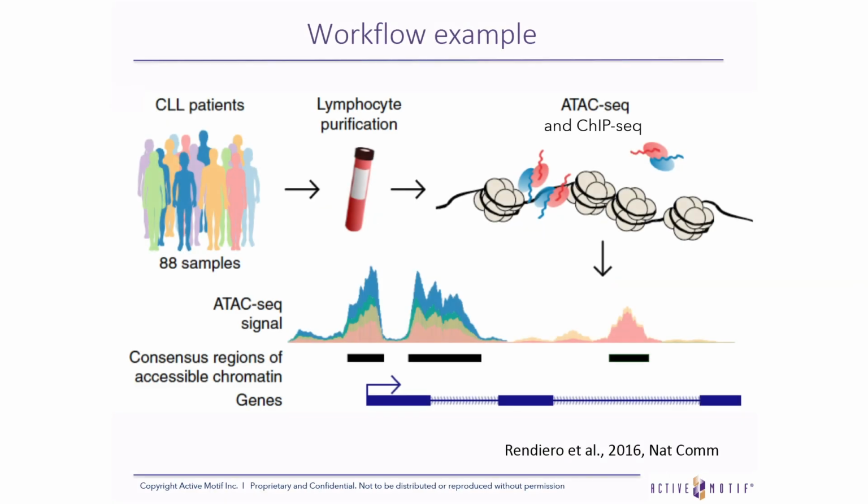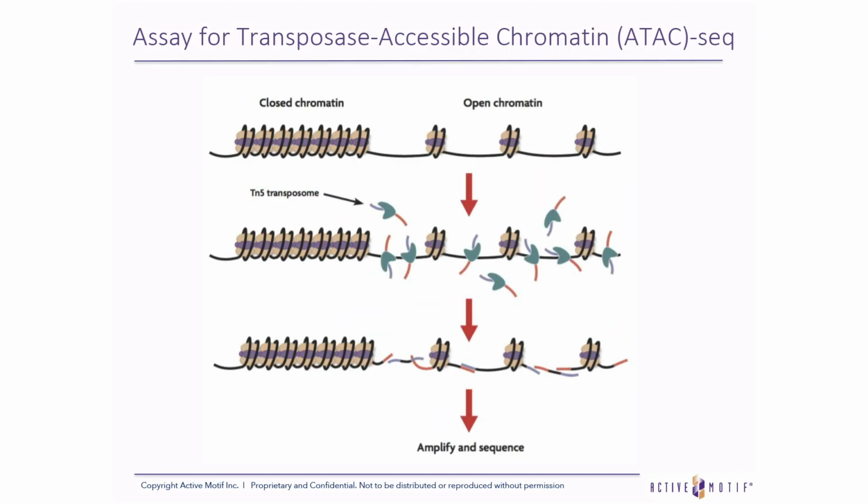So a workflow example as presented by Rendeiro et al. in Nature Communications: their example is that they chose 88 different CLL patients, took blood from them and purified the lymphocytes. They performed ATAC-seq, which is the measurement of accessible chromatin, and also ChIP-seq against a few different histone modifications. They compared ChIP-seq to ATAC-seq, and they were able to form a map of the chromatin landscape in this disease. So let's take a closer look at ATAC-seq.